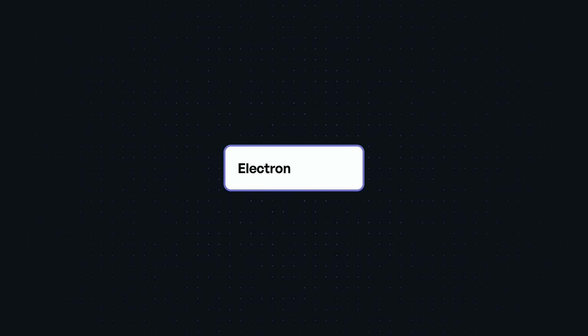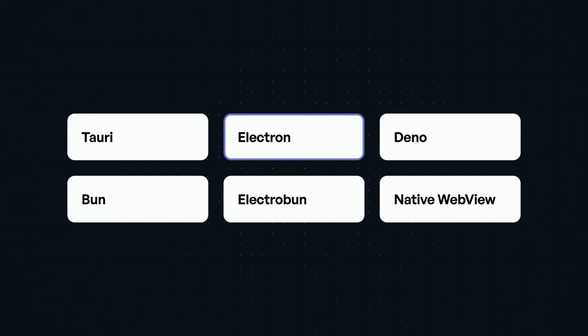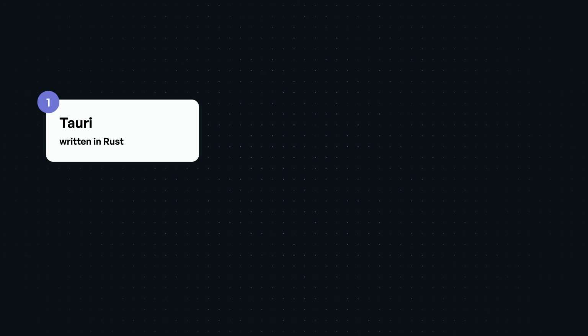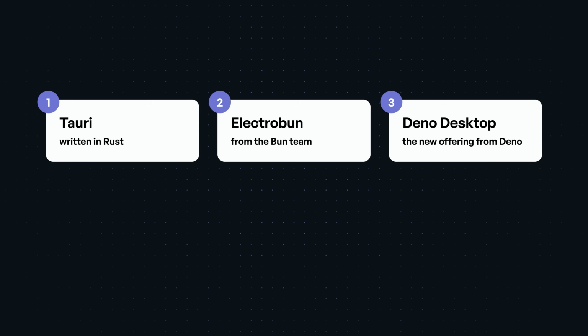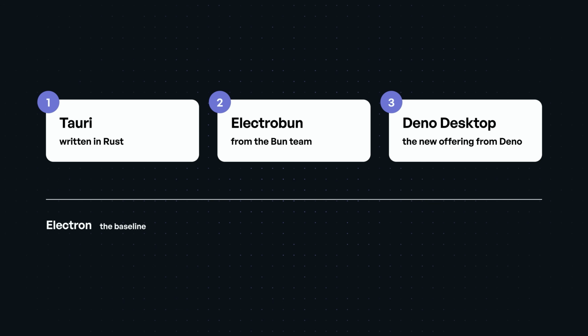Building cross-platform desktop apps used to mean reaching for Electron, but these days we're spoilt for choice. So to clear up any confusion, today we're comparing the 3 best options for building cross-platform desktop apps. We'll look at Tauri, written in Rust, Electrobun from the Bun team, Deno Desktop, the new offering from Deno. We'll also use Electron as a baseline.